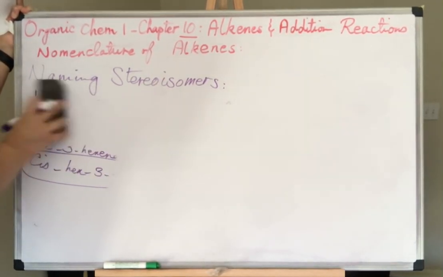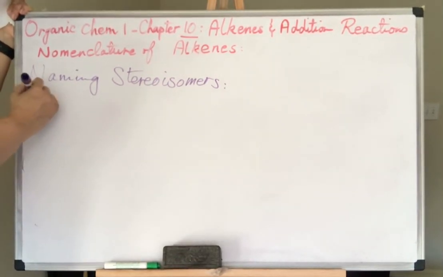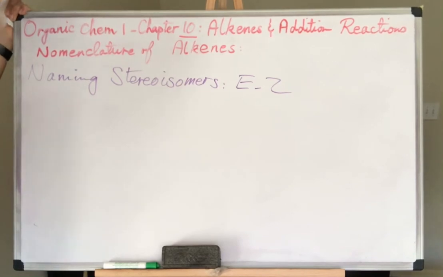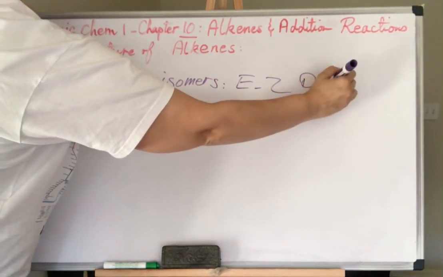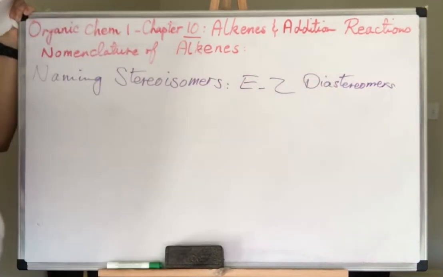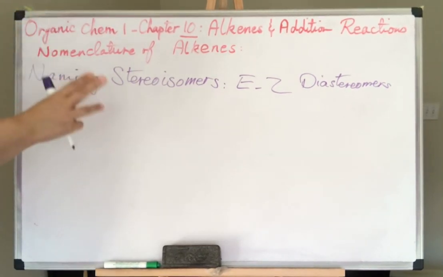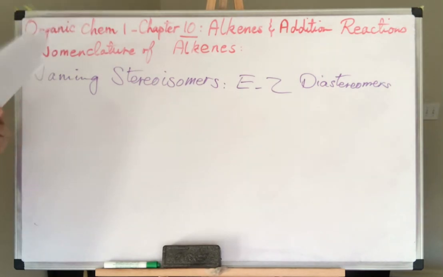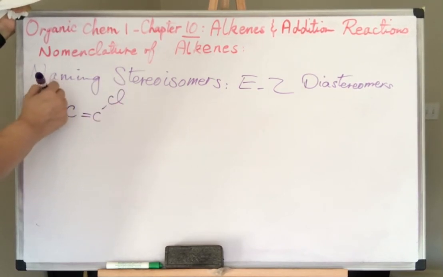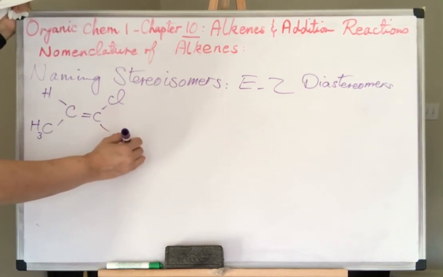So we have to use another way of naming, which is called E and Z. We call them EZ, and they're really easy. Diastereomers. You remember diastereomers? They are not mirror images, and they are different in their chemical and physical properties. So there are 3 rules. Let me draw this and explain it on this one. There are 3 rules that you already know them.